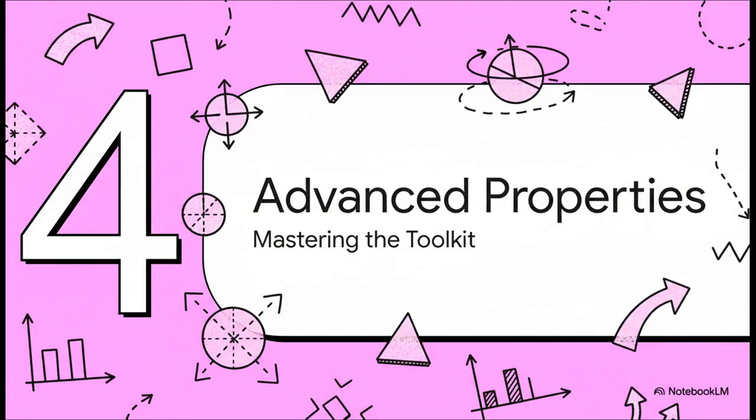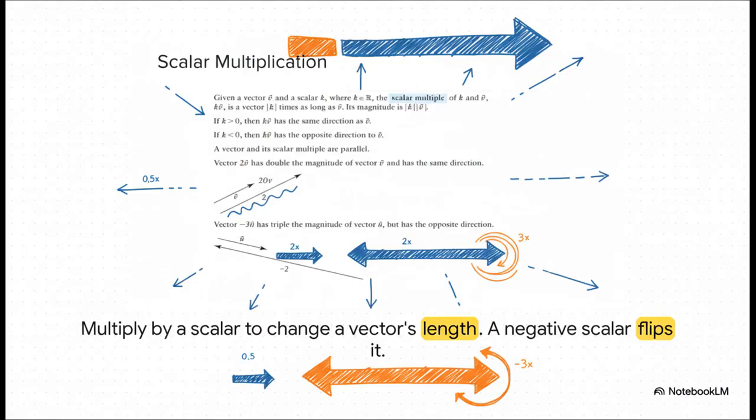Okay, time to really master this toolkit. Let's look at a few final advanced properties. These are the concepts that show you just how powerful and, well, elegant this whole vector system is. This is a really cool one, scalar multiplication. Now, a scalar is just a fancy word for a regular old number, one that doesn't have a direction. When you multiply a vector by one of these scalars, you're basically just changing its length.